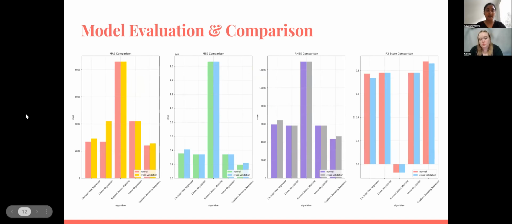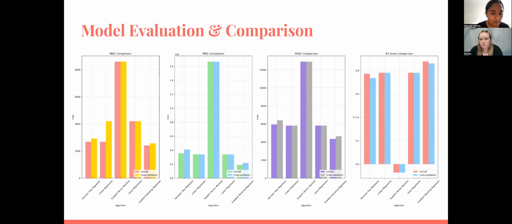So on the previous slide, we had explained the evaluation metrics for out-of-the-box scikit-learn model performances. However, like Kelsey will soon explain, we also did other things like optimization, hyperparameter tuning, and cross-validation. So on this slide, we're comparing the metrics that we saw on the previous page, the normal models, to the cross-validation approach. Looking at the mean absolute error, the red bars are the normal model results, and the yellow bars are cross-validation model results.